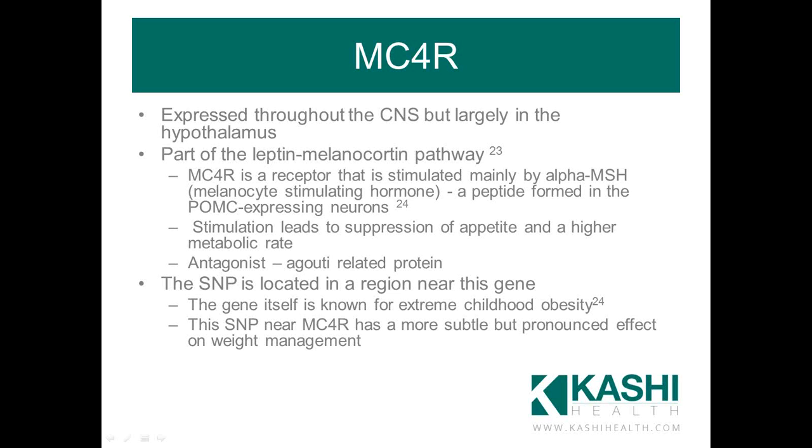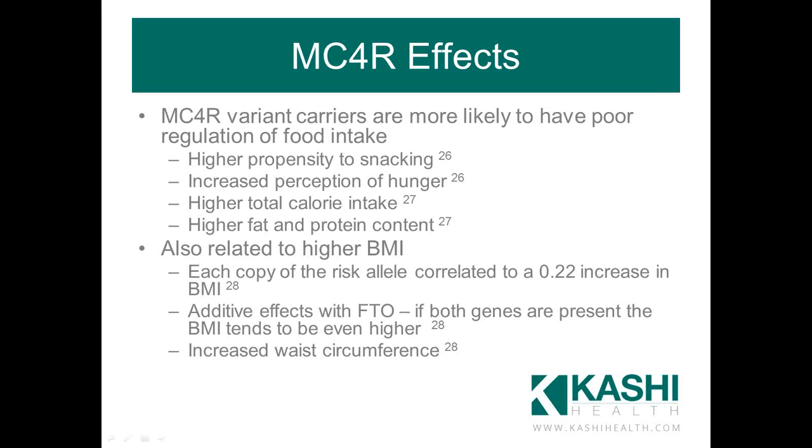It's not quite understood why this has such a profound effect on obesity, but it is known that the gene itself carries a mutation that is linked to extreme childhood obesity. However, this SNP, even though it is near it, has a more subtle but still very pronounced effect on weight management. The effects of the MC4R mutation, these individuals are more likely to have poor regulation of food intake. They exhibit a higher propensity to snacking, a higher perception of hunger, higher total calorie intake, and higher fat and protein content. They're also associated with higher BMI.